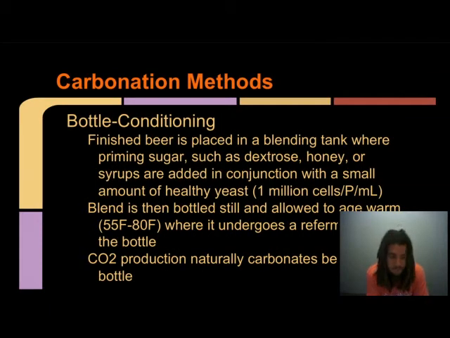Bottle conditioning. This is when you take finished beer and put it into a blending tank where you're going to add sugar, dextrose, honey, syrups, anything like that, and then you're going to add yeast, usually healthy yeast. You're still going to add probably a normal pitch rate, 1 million cells per degree Plato per ml, and the blend is then bottled. You allow that blend to age warm, usually between 55 and 80 degrees Fahrenheit, where basically it undergoes a re-fermentation in the bottle.